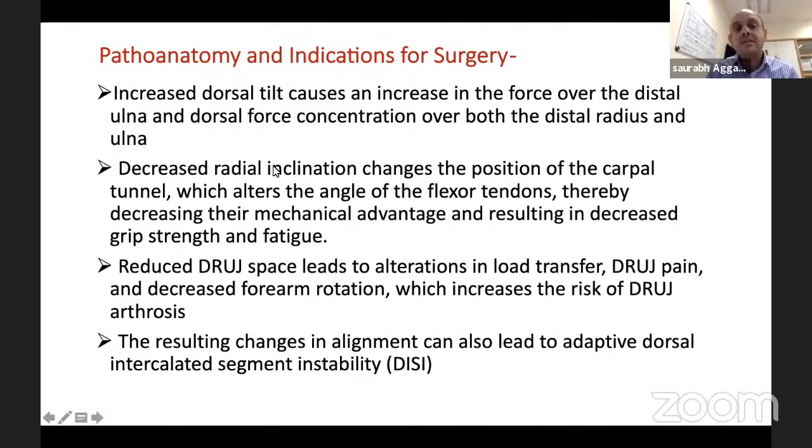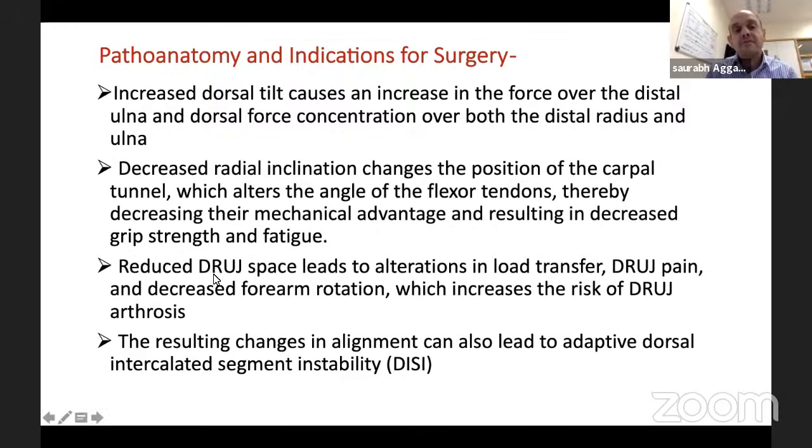With decreased radial inclination, normal inclination is 22, let's say it becomes 10 or 5. It will alter the carpal tunnel position, which means you're altering the flexor tendons' alignment. That means they're losing their advantage, which can result in weakness of the hand, weakness of grip strength, and they'll fatigue easily. So that's the importance of radial inclination.